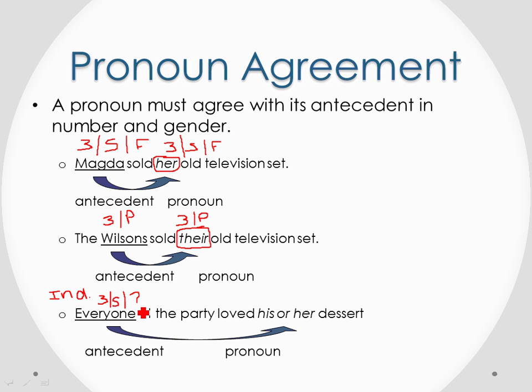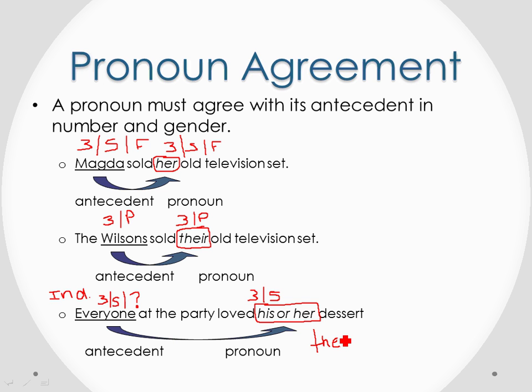And the reason this is important is because when I select my pronoun and I want my possessive case referring to dessert, I need third person, I need singular, and I cannot assume gender. We don't want to get into gender biases. So I can't say just his or just her. I have to say his or her. Now, the pronoun that would be incorrect here is their.